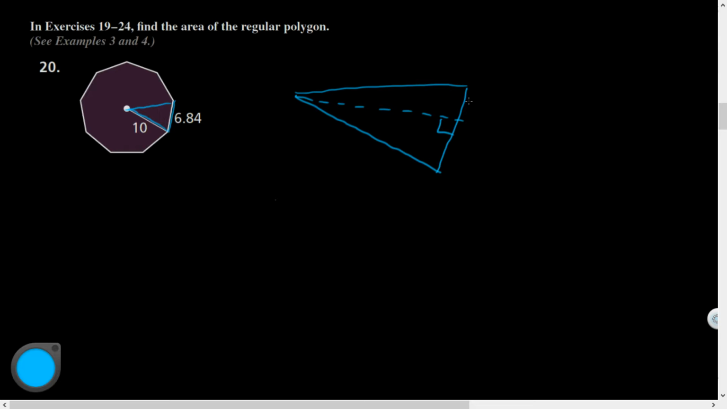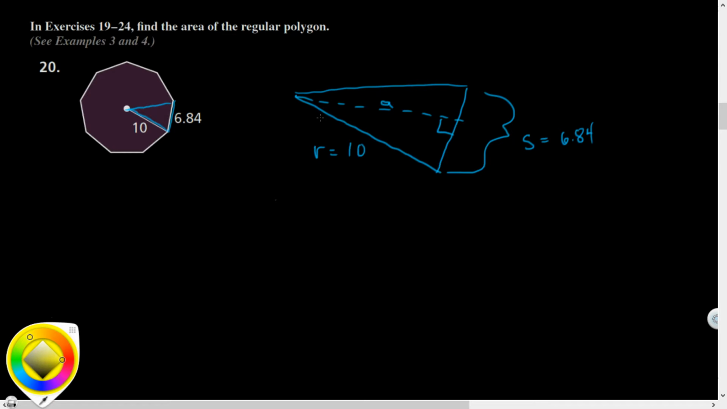This is 90 degrees. I need to find the apothem here, which is a. I currently know the radius is 10, and I know that this entire distance across, s, the side length, is 6.84. So I'm going to need some additional information. Let's start by counting how many sides there are. 1, 2, 3, 4, 5, 6, 7, 8, 9. So what's the name of a nine-sided polygon? Nonagon. So n is equal to 9.